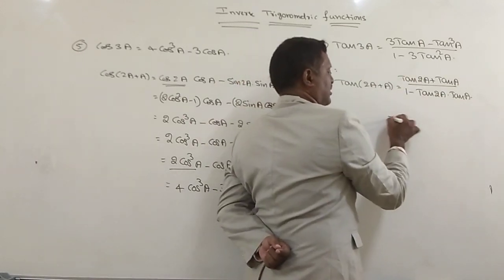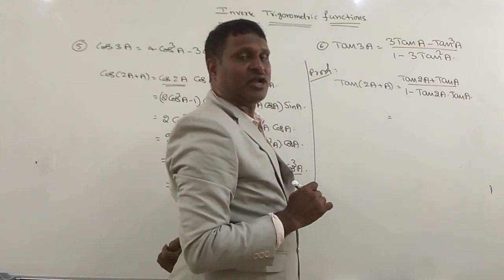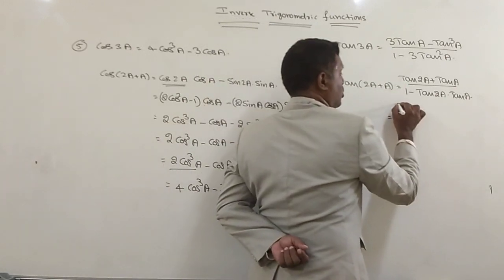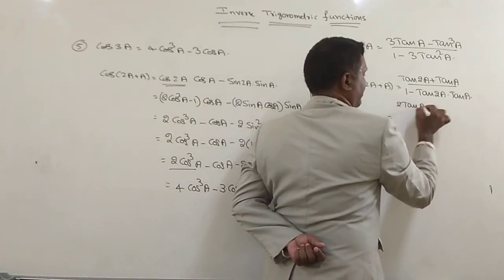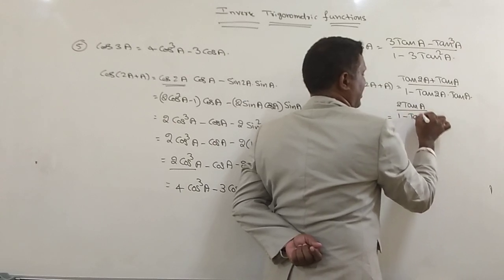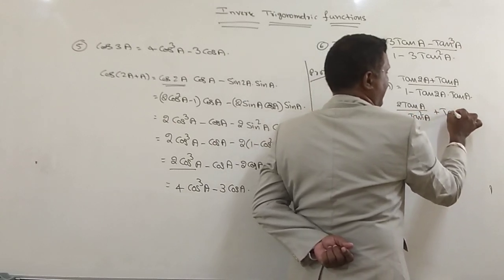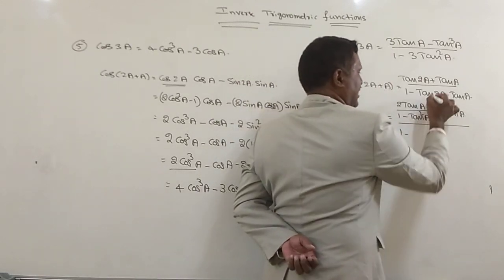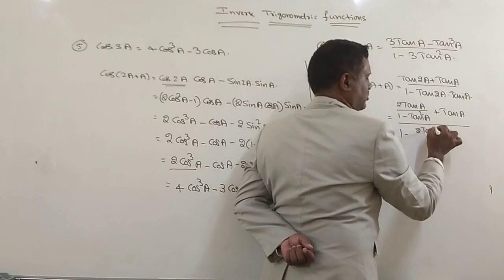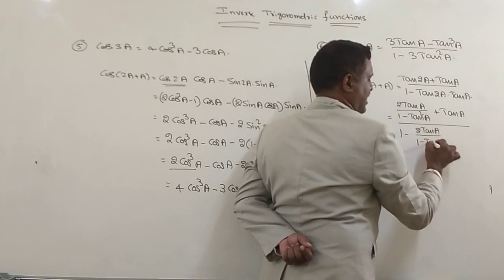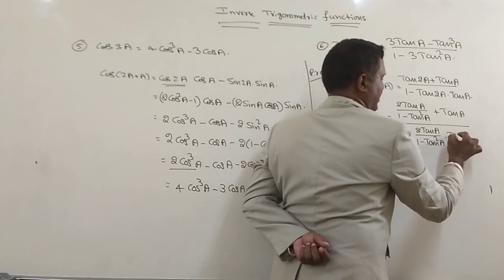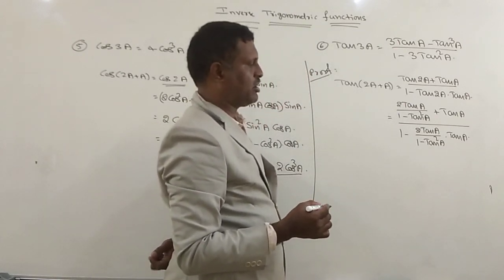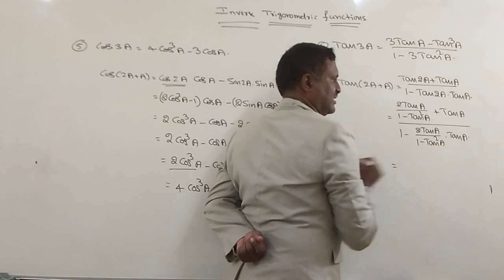Now tan 2a, today only I have given a formula. Tan 2a, what we can write? 2 tan a by 1 minus tan square a. So now apply the formula. 2 tan a divided by 1 minus tan square a plus tan a as it is, whole thing divided by again 1 minus tan 2a, same formula again, 2 tan a by 1 minus tan square a into tan a. Now numerator also we have to take LCM and simplify, denominator also we have to simplify.